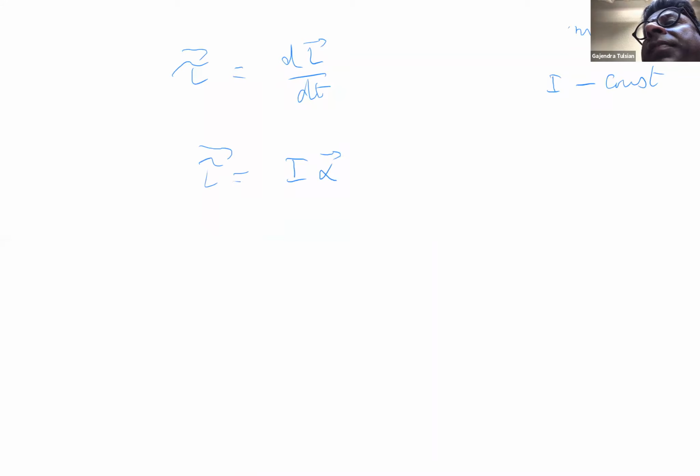So here's Newton's second law for rotational motion: dL by dt. And what we'll show is, just like for the previous case where mass was constant, if the moment of inertia is constant, then the torque can be shown to be equal to I times alpha. And that's what we are going to see in the slides.